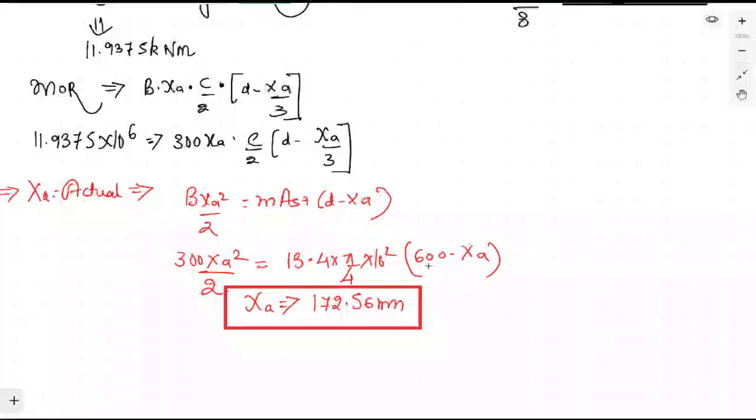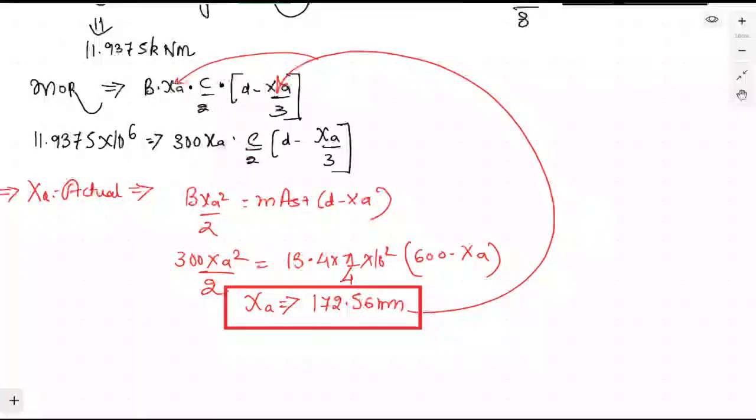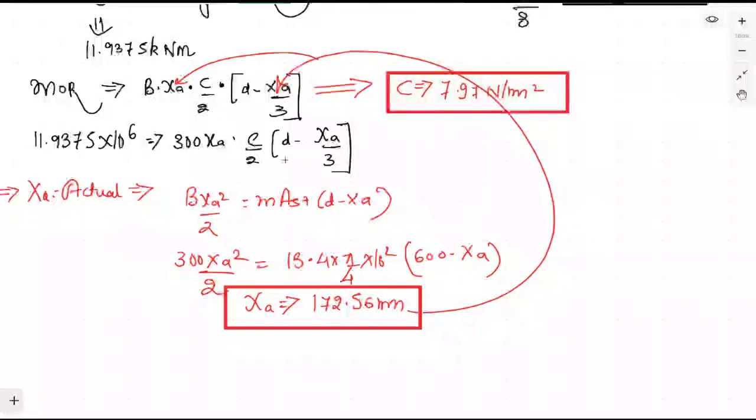Now you already have the value of XA. Now what you have to do is just use this value and put it here as well as here. All the things are known. You can calculate the value of C. When you put this value here, the value of C will be equal to 7.97 Newton per mm square. It means that the stress you can calculate, this will be the safe stress in the concrete. Remember that this is in the concrete.